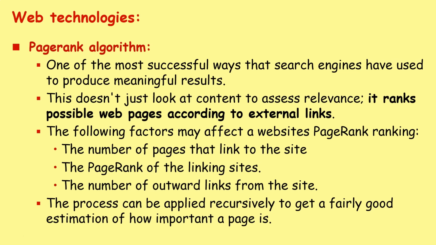PageRank algorithm, one of the most successful ways that search engines have been used to produce meaningful results. Basically, this is what Google came up with back in the day. This doesn't just look at content to assess relevance, it ranks possible web pages according to external links. The following factors may affect a website's PageRank ranking: the number of pages that link to the site, the PageRank of the linking sites, the number of outward links from the site. The process can be applied recursively to get a fairly good estimate of how important a page is.